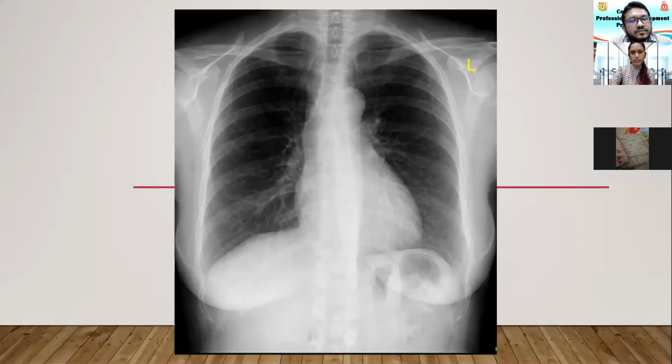How to identify the Kerley B lines? Kerley B lines are the interstitial lines which are coming from the edge of the lung. I showed you earlier also, they come from the chest wall horizontally on the more lateral side, from the chest wall towards the lung. Those are the Kerley B lines. Those are interstitial fluid in the periphery. Especially you will see it in heart failure.